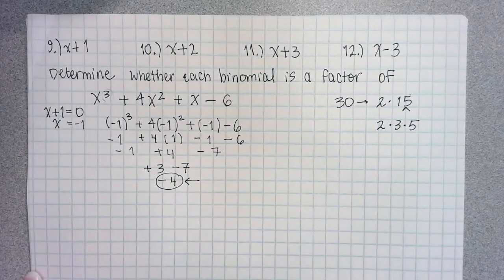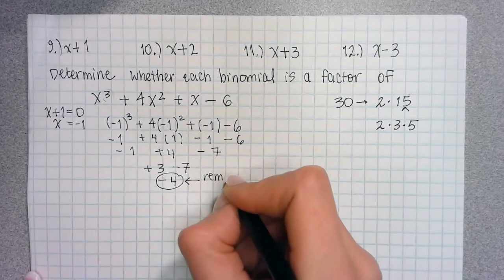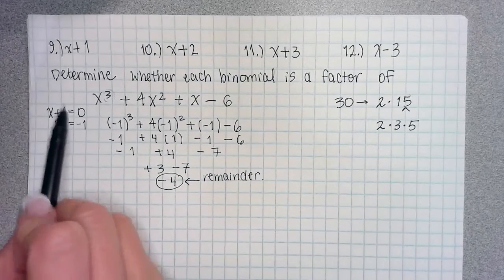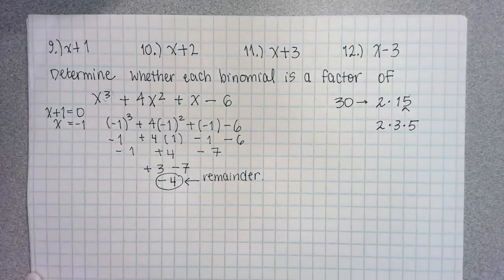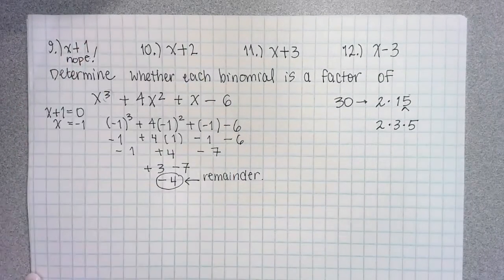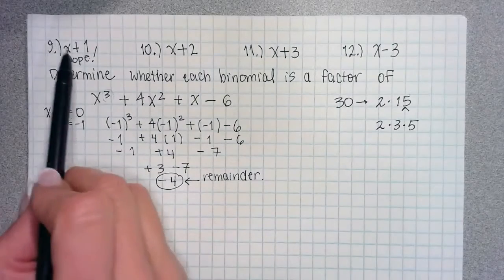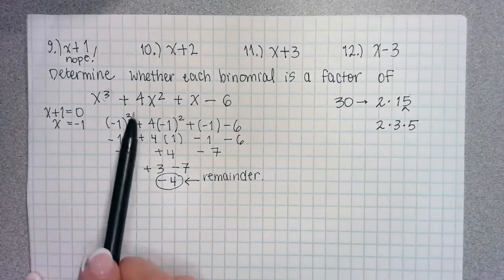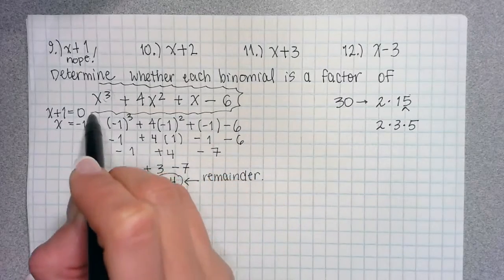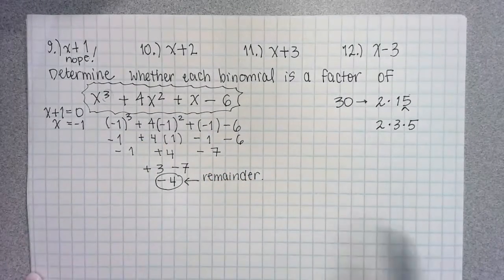This number that you get would be the remainder. If I had a remainder of -4, is x plus 1 going to be a factor of that? No way. Your remainder has to be what number in order for that binomial to be a factor of this? Do you remember? Your remainder has to be 0. Okay? So that one's out.